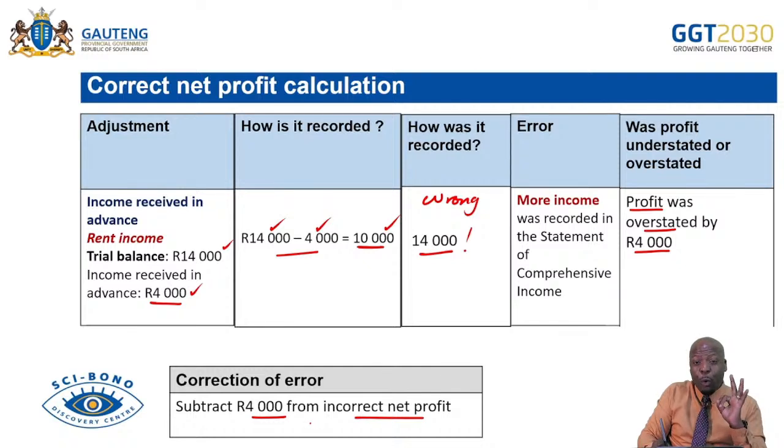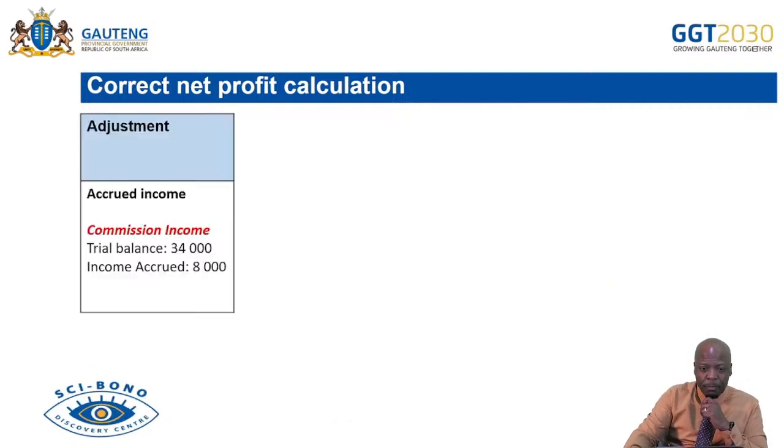I think I have about 4 that I'm going to explain to you. So let's call this error number 1, and let's see if we can go to error number 2. Are you ready? Okay, let's go to error number 2 if you're ready. Error number 2. We have an adjustment as well, and this is accrued income now.